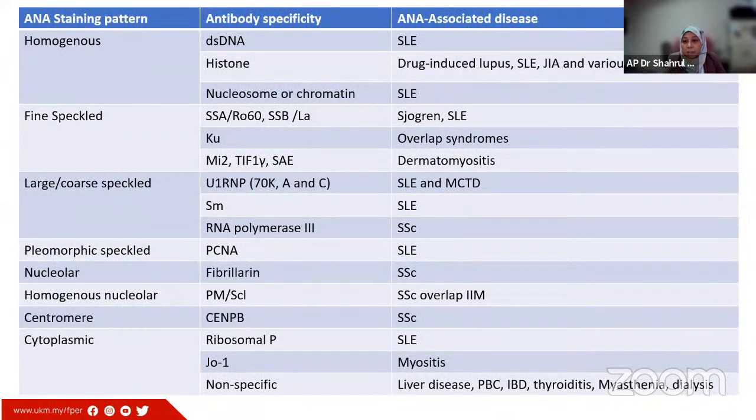These are some examples again. What are the associations between the pattern and the specific targets? For example, homogeneous to the double-stranded DNA, histone and nucleosome, and the association with connective tissue disease. But sometimes it can also happen in other conditions. If you look at this cytoplasmic pattern, it can be very non-specific. It can also occur in other conditions, not necessarily rheumatic diseases.